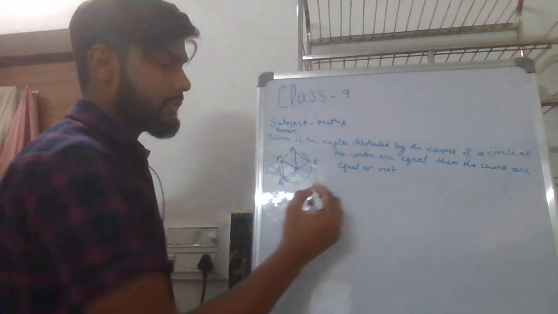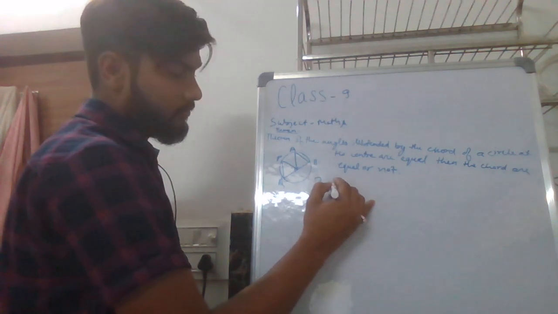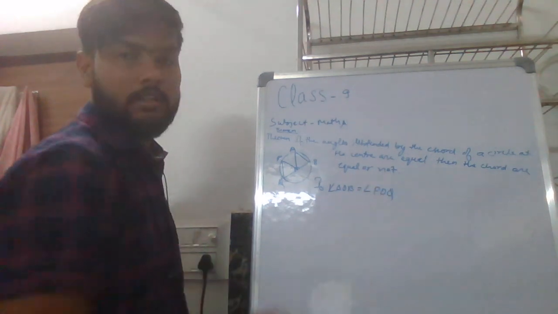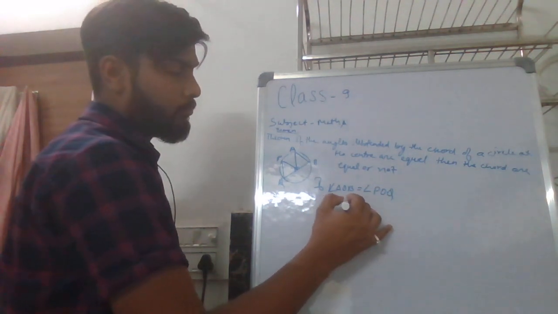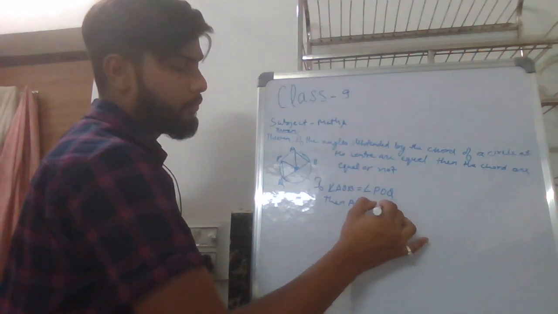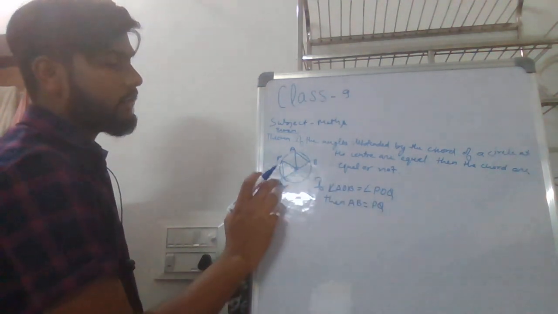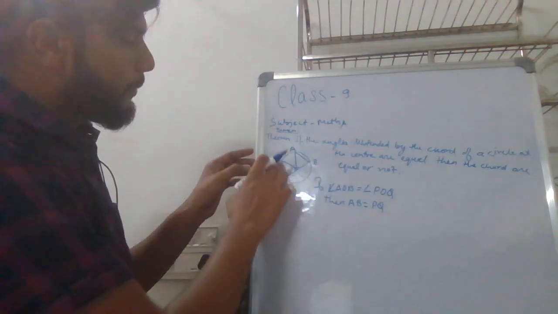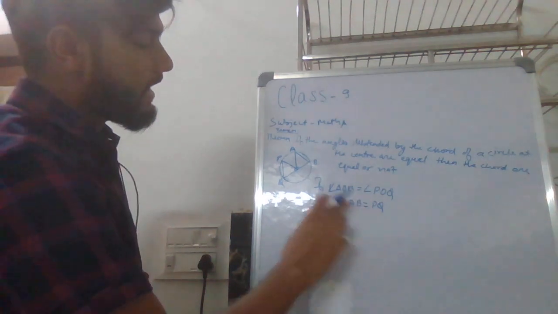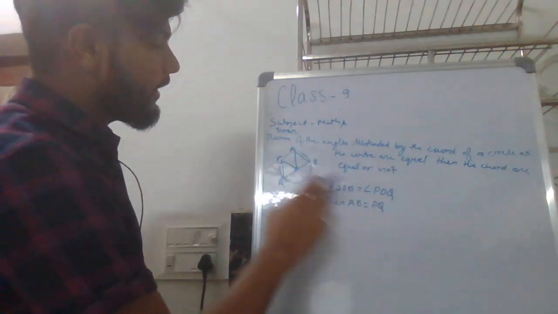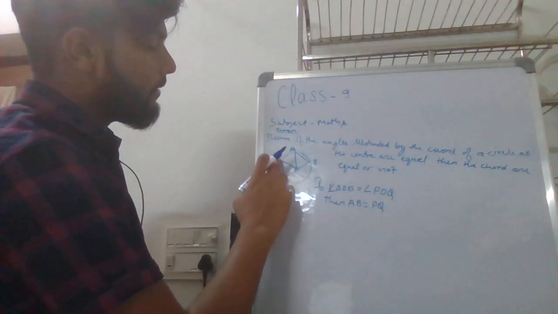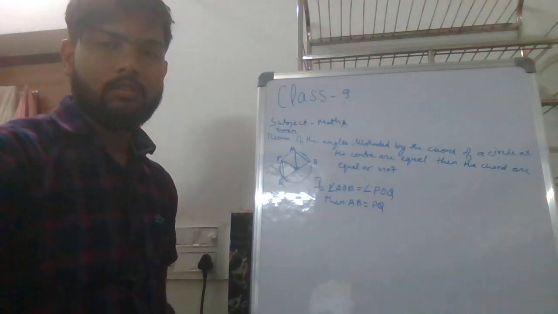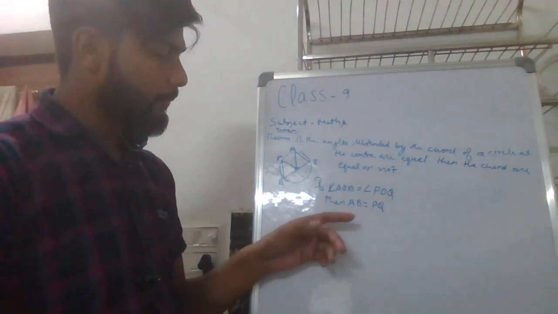Here we can see that if triangle AOB is equal to triangle POQ, then AB is equal to PQ. First we see that if triangle AOB is equal to triangle POQ, then we can see that AB is also equal to PQ. So like that.